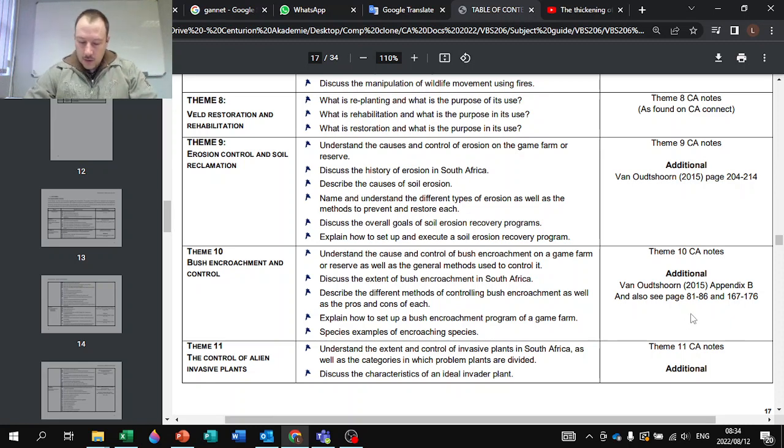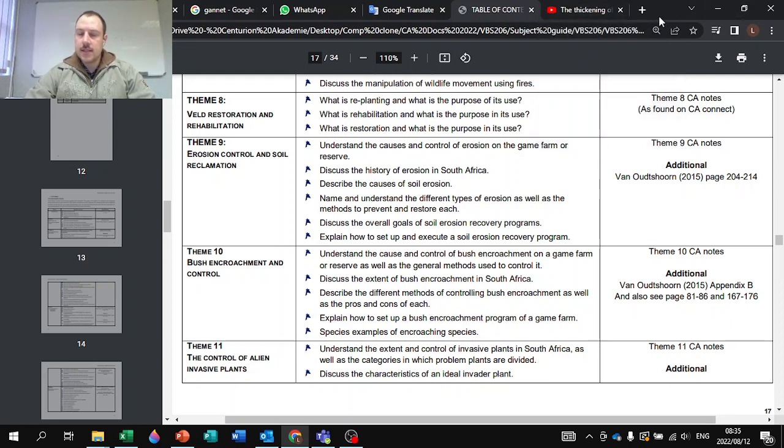So in other words, all of these sources or resources rather need to complement one another to give you a better overall definition and explanation of what bush encroachment and the control thereof actually are. Theme 11, we're going to look at the control of alien invasive plants. Now it is bush encroachment and the control thereof. I mean, everything is within the word bush encroachment, isn't it?